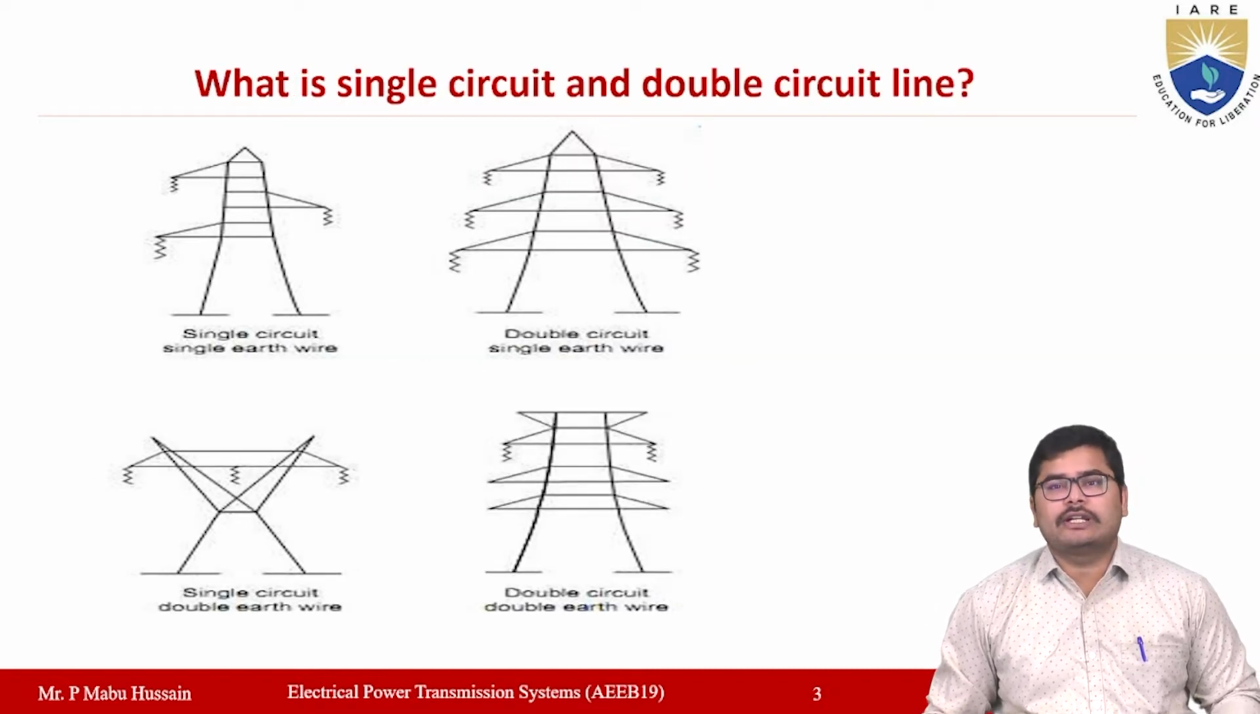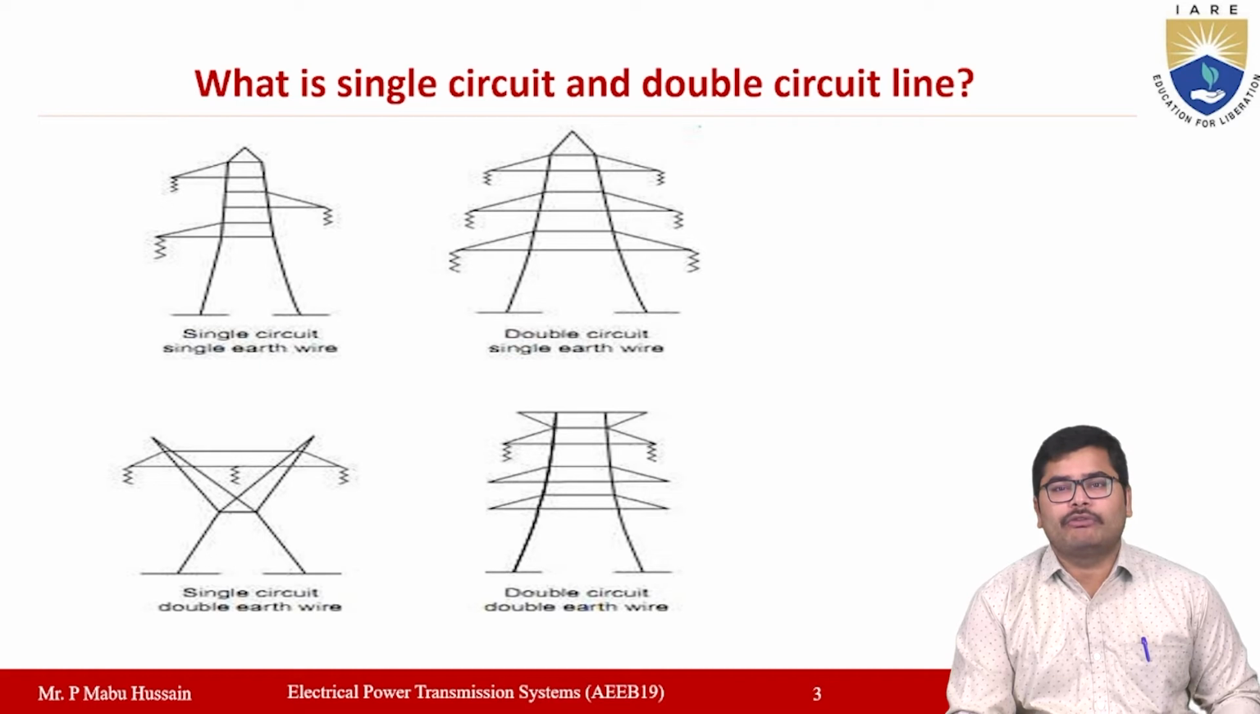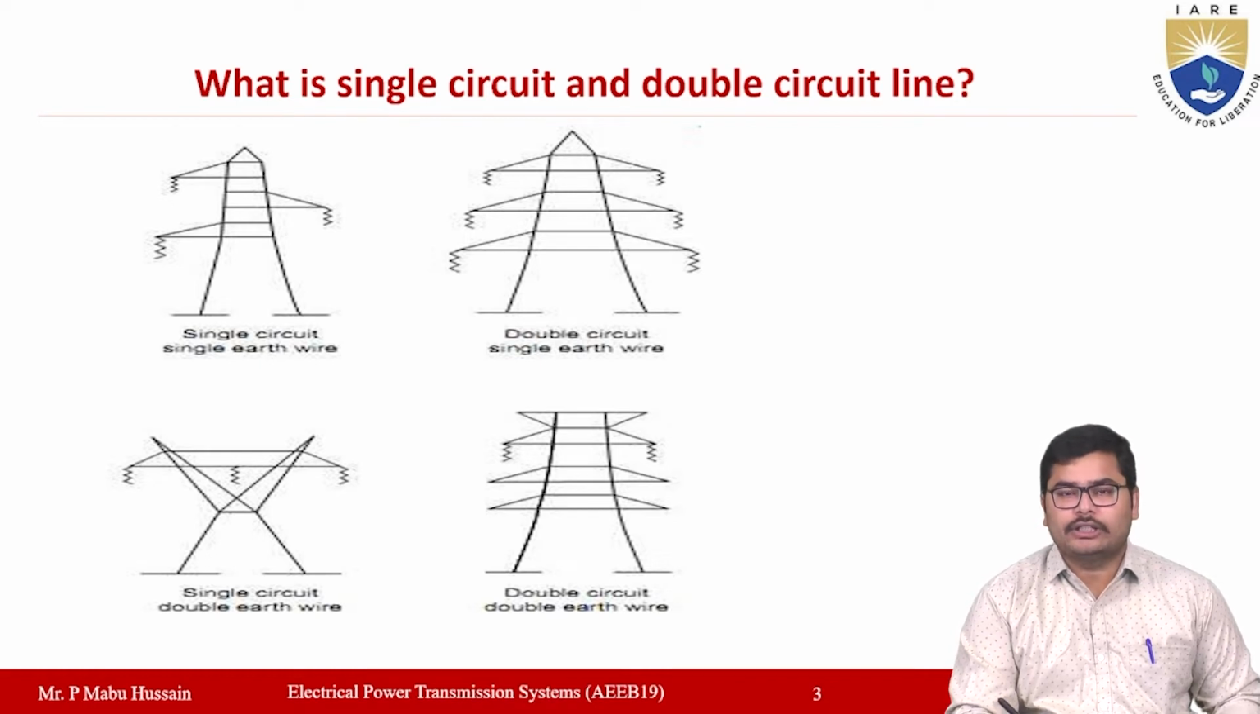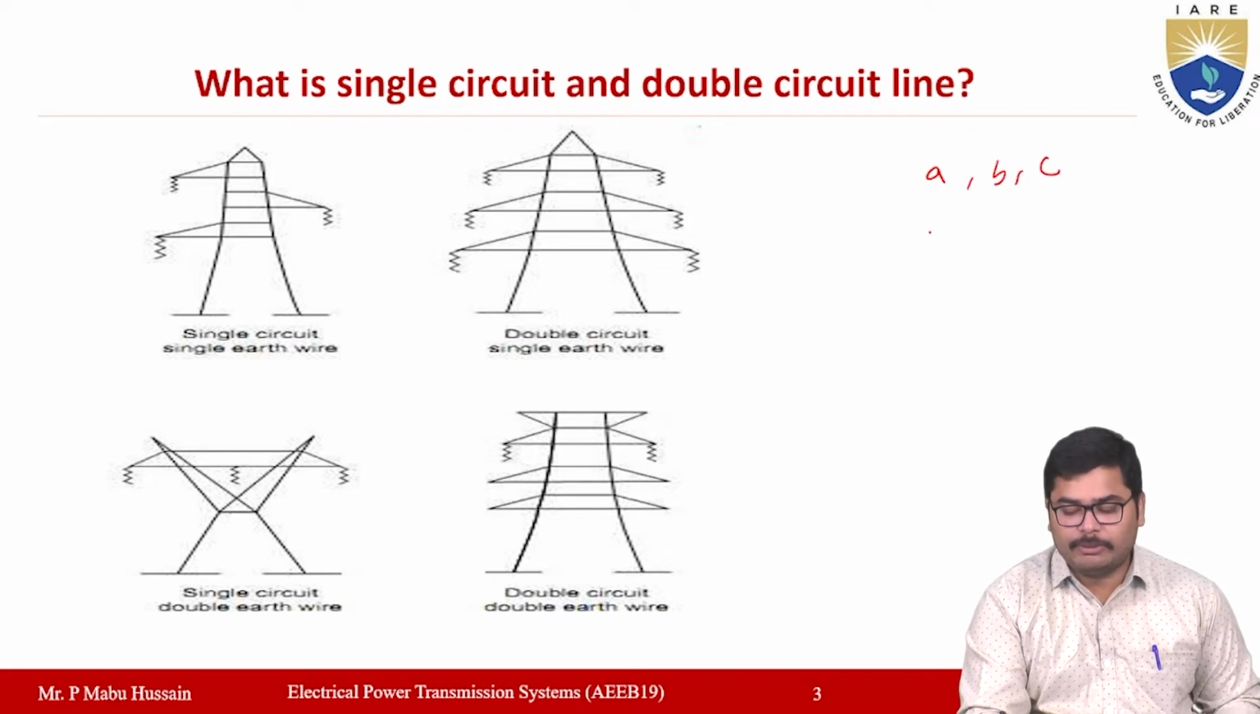So first, let us see what a single circuit and a double circuit three-phase transmission line is. This we already discussed while discussing inductance, but again, just recall this. In a single circuit transmission line, you will have only one set of three-phase conductors. The three-phase conductors may be represented as A, B, C, or sometimes with the numbers 1, 2, 3, or sometimes with R, Y, B phases.